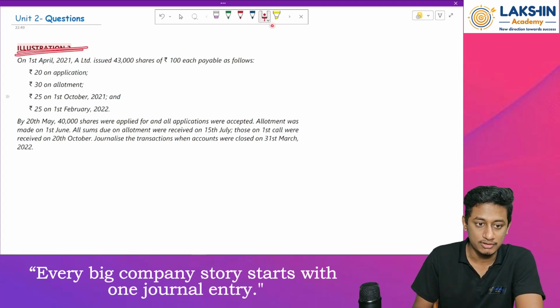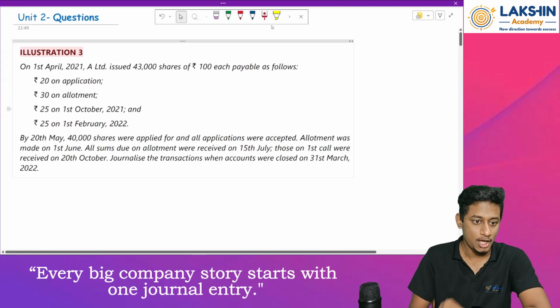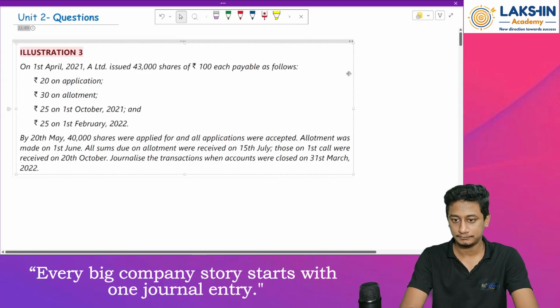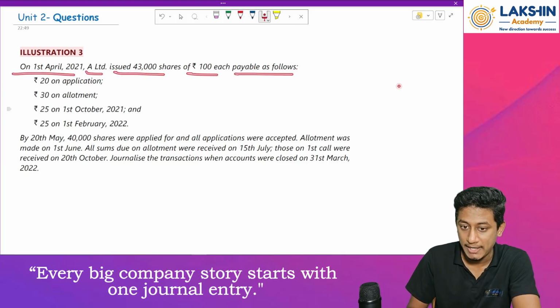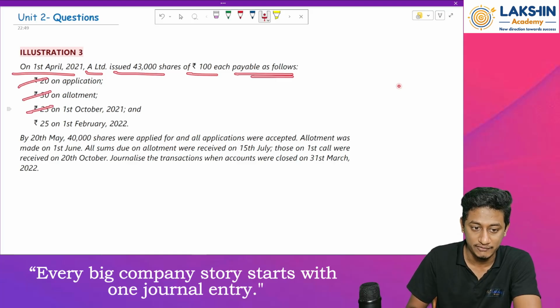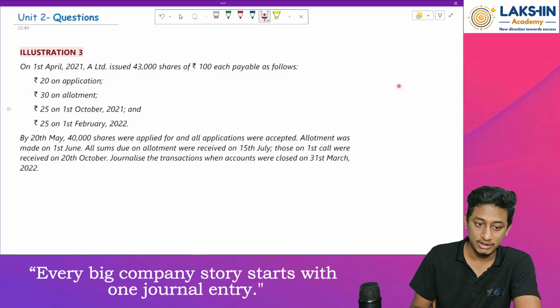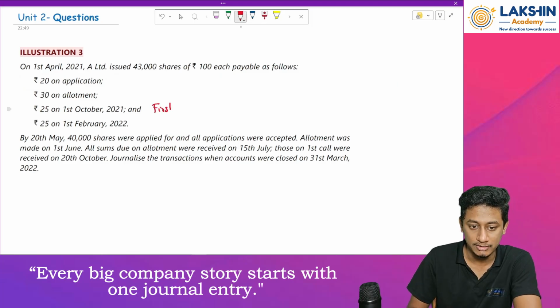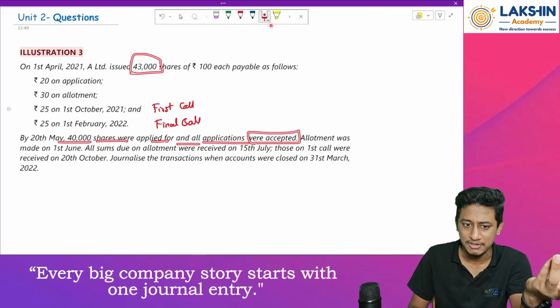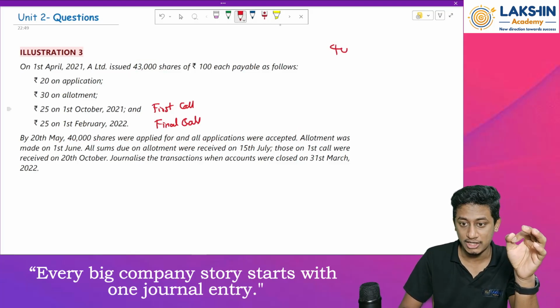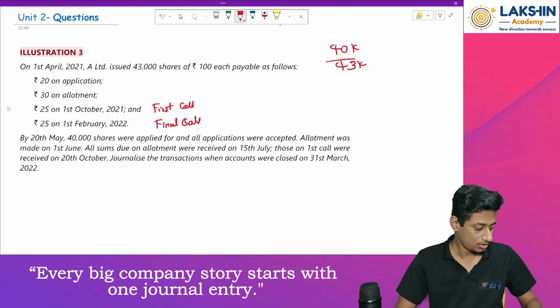So first of all, we have illustration number 3. Let's look at the question. On 1st April 2021, A Limited issued 43,000 shares of rupees 100 each, payable as follows: 20 on application, 30 on allotment, 25 on 1st October, and 25 on the 1st of February. So this will be my first call, and this will be my final call. Then what they have told us? By 20th May, 40,000 shares out of 43,000 were applied for, and all the applications were accepted. Why? Because it's an under subscription. And first of all, see whether it's a 90% subscription or below that. Let's see what they have done. So 40 divided by 43.